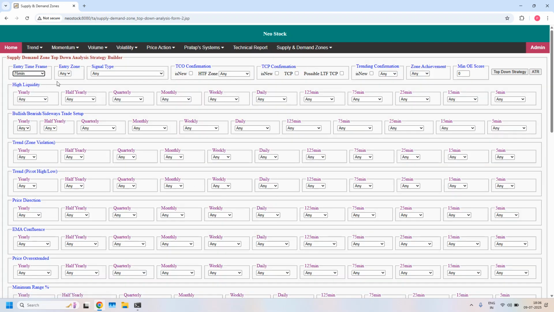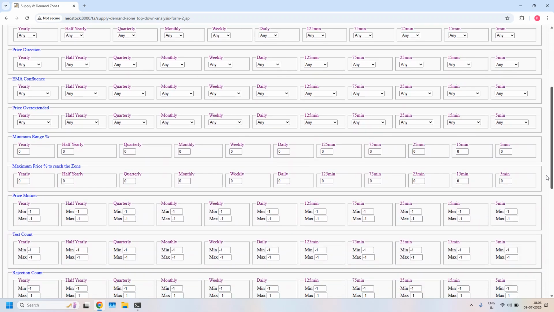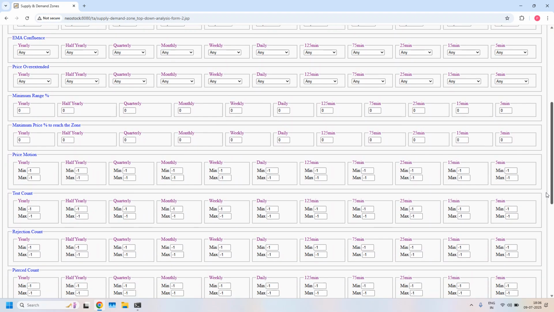Entry time frame 75 minutes, entry zone demand zone. And here bullish, bearish, sideways at 75 minutes. I am selecting sideways long. Zone achievement, violated opposing zone. Minimum order enhances score 11. And 75 minutes demand zone should not be pierced. So one more filter we are adding, pierced count.